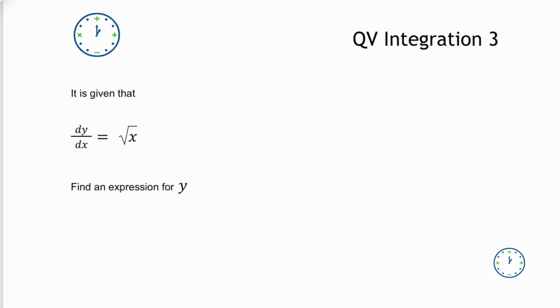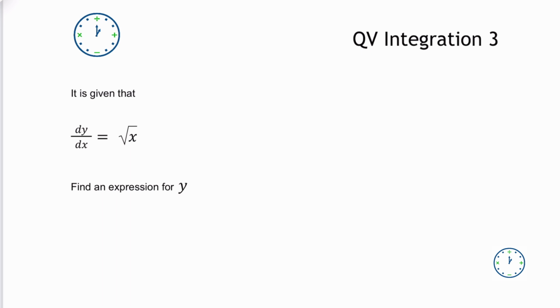Hi, in this particular question we're told that the differentiated form and expression is root x and we need to find the expression for y. So effectively we're going to work backwards. We're going to go from the differentiated form, we're going to integrate it.